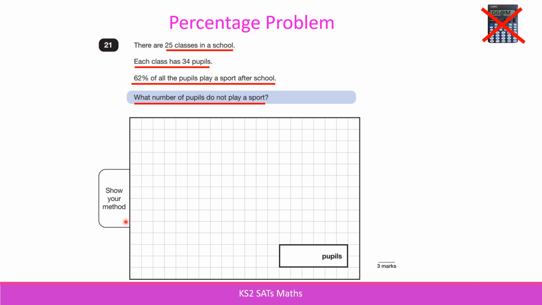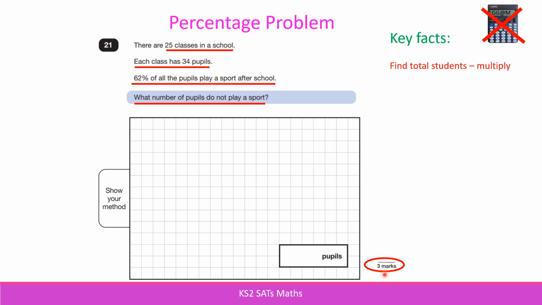It says show your method, so in this box here, that means you need to write down your working to get the answer, and write your final answer in this box here where it says the number of pupils. This is worth 3 marks in the exam. Now this is unusual because normally in the exam the maximum number of marks you get are 2, so you have got to do a lot of working on this question to get the 3 marks.